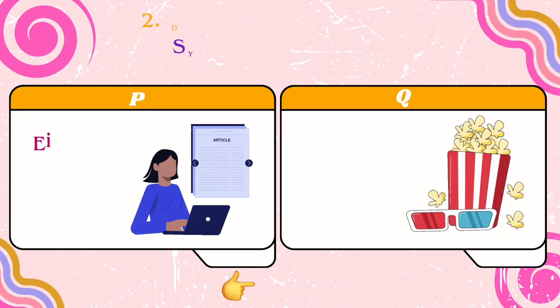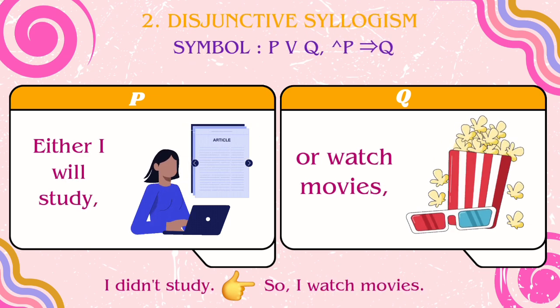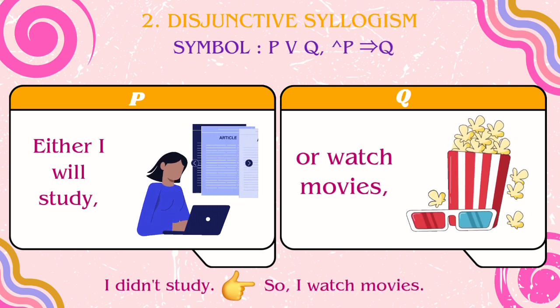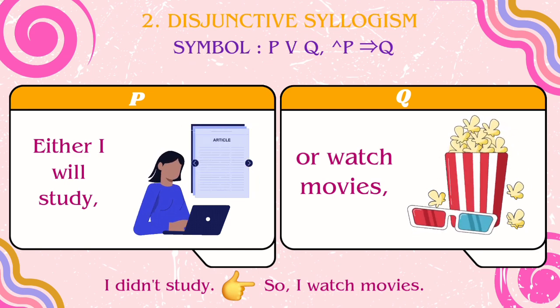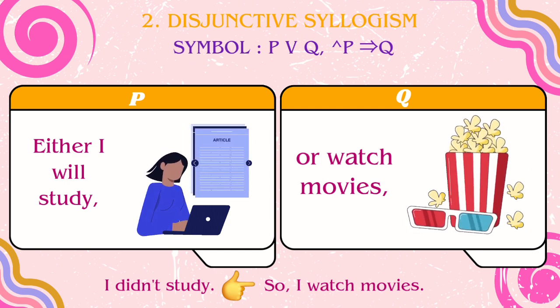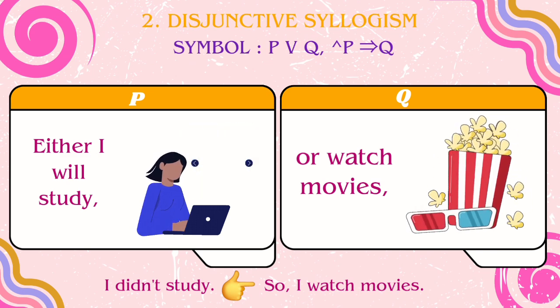For the second one, we have disjunctive syllogism. The symbol we use is: P or Q, not P, therefore Q. Here, P represents "I will study" and Q represents "I will watch movies." So I didn't study, so I watch movies.